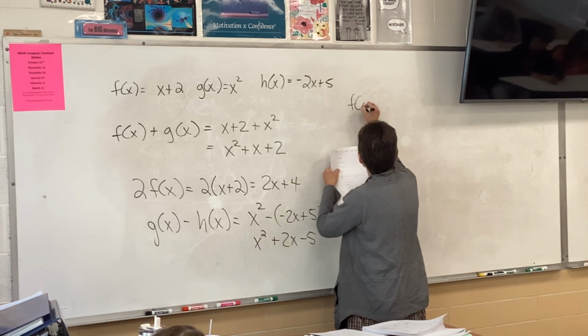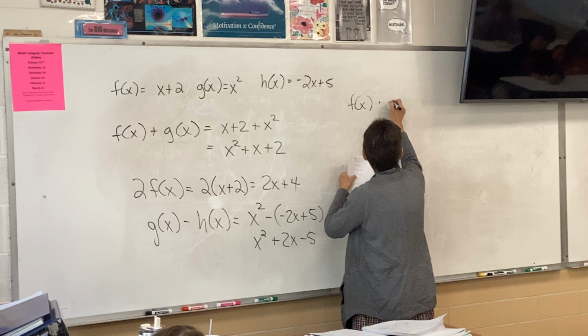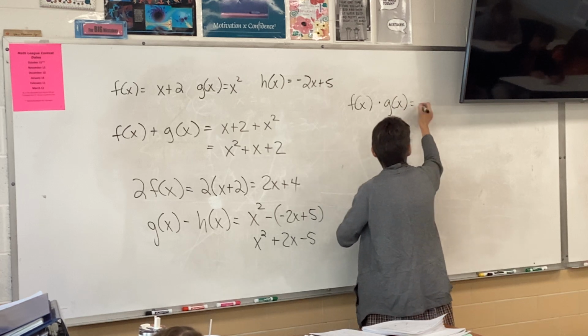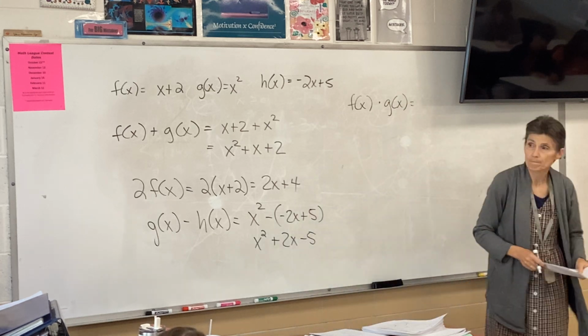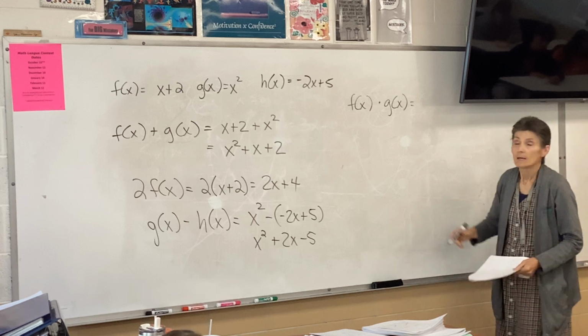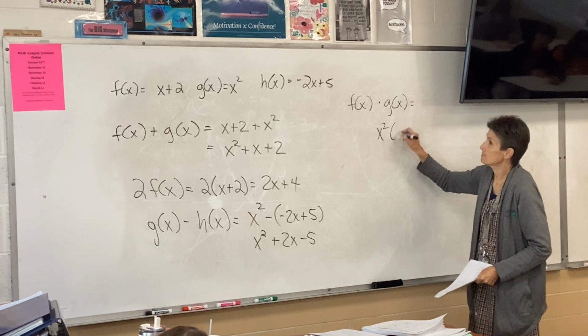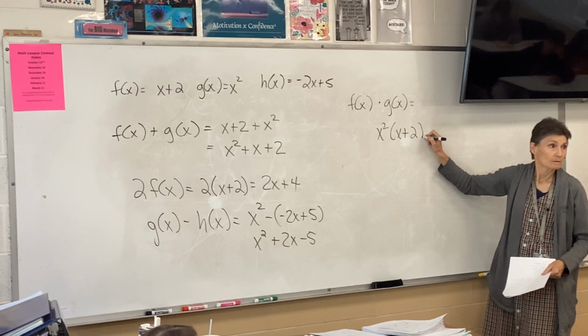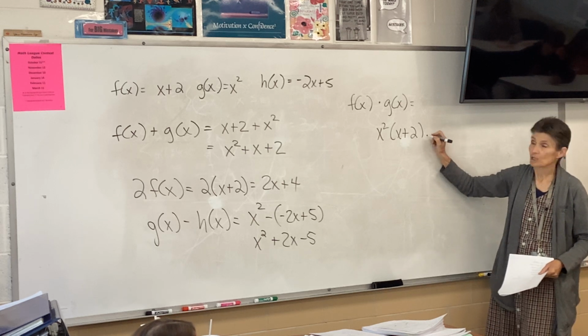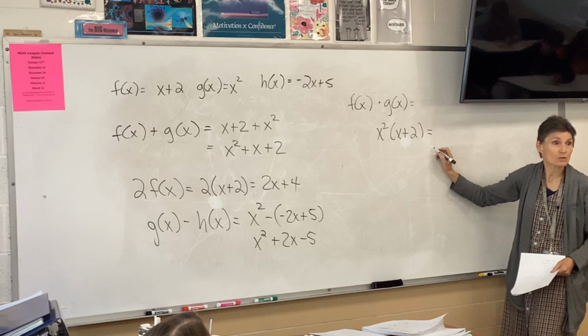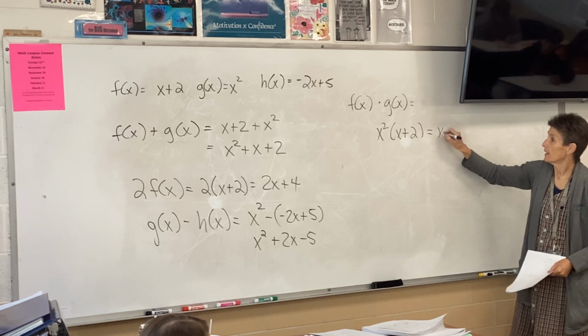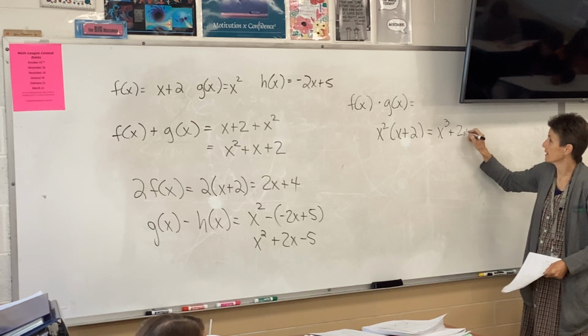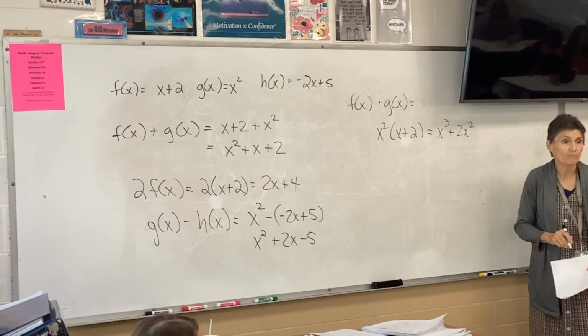How about f of x times g of x? What do you think about that? What are we going to do there? X plus 2 times x squared, which is going to be what when I distribute? X cubed plus 2x squared. Beautiful.